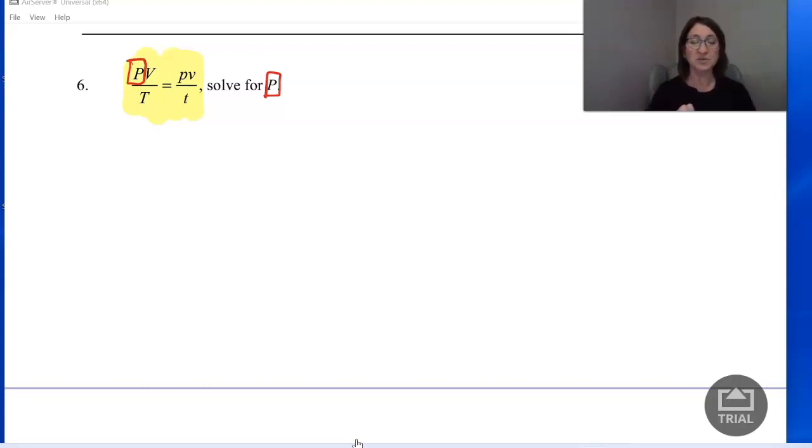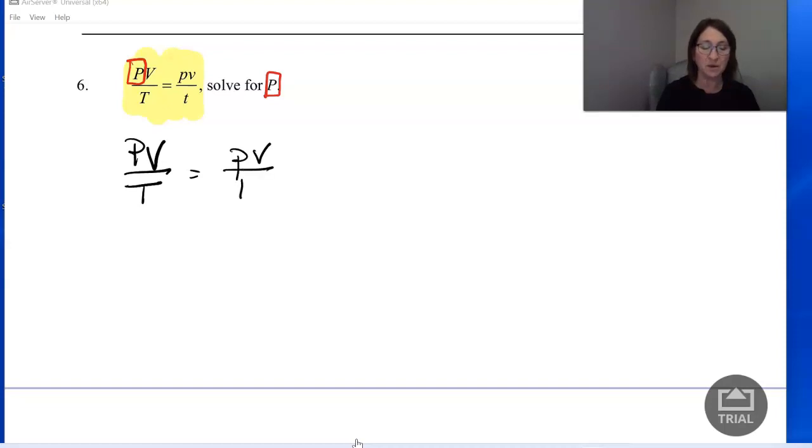So let me just rewrite this problem. PV over capital T, all caps, equal to PV lowercase t. My LCD is going to be capital T lowercase t. And that's what I am going to multiply both of these problems by.